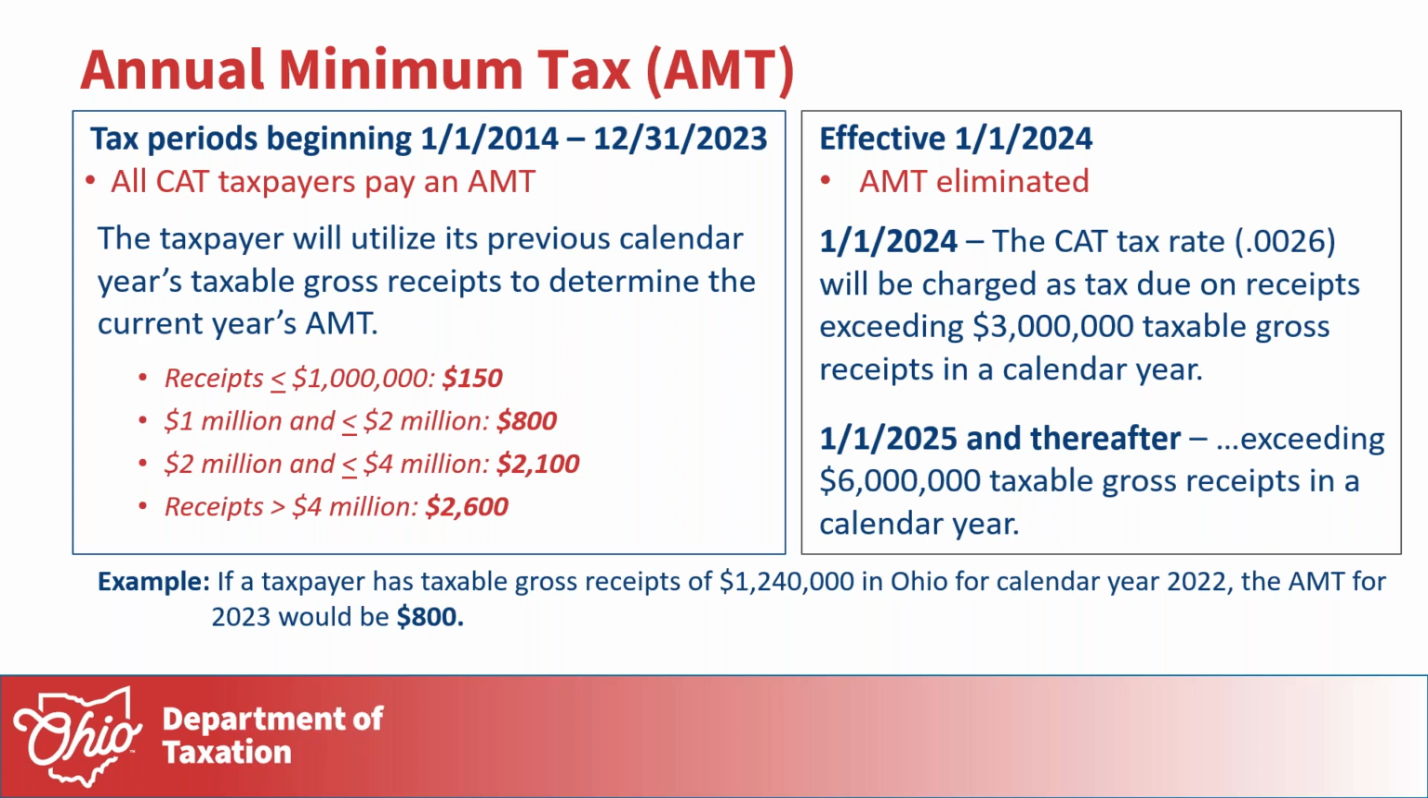In 2024, the CAT tax rate of 0.26% will be charged as tax due on the receipts exceeding the $3 million. So anything over that $3 million amount. And then in 2025 and thereafter, again, same rule applies. It's just this amount is now increased to $6 million. So 0.26% tax will be charged on any amount over that $6 million threshold, okay?